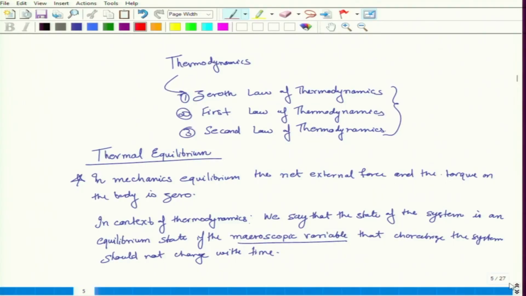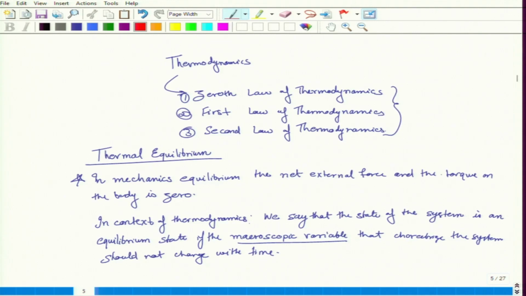So in the last class we were discussing thermodynamic equilibrium, so we'll continue with that. What we have discussed is thermal equilibrium, and we compared it with mechanics. In mechanics, when the net external force and the torque on the body are 0, it is called mechanical equilibrium. But in the context of thermodynamics, it is different.